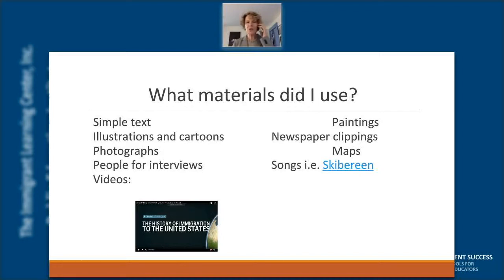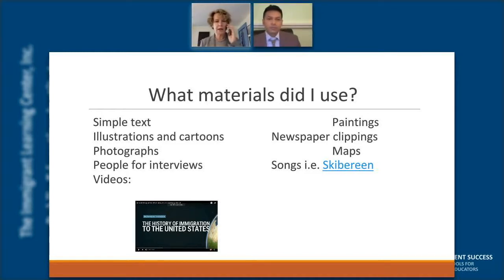And just for you to think about for your situation, of course, you live in different areas, and immigration probably affected your area in other ways. So I just encourage you to look around. You can simplify text. You saw the readings. They can be six sentences, very simple text. Illustrations, cartoons, there's incredible historical documentation, photographs. People can interview really anybody about their immigrant heritage, if not their own journeys. And there are also videos like this one, which I felt worked well, and then music. So this is what I wanted to share with you.